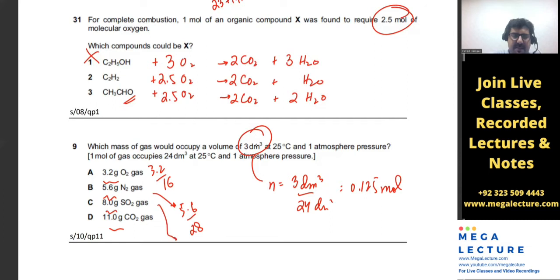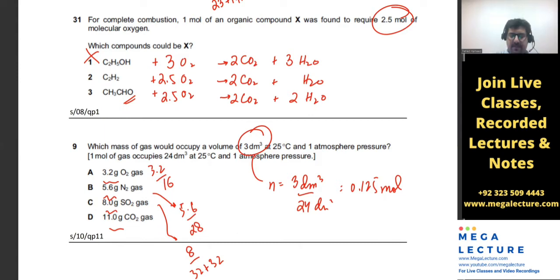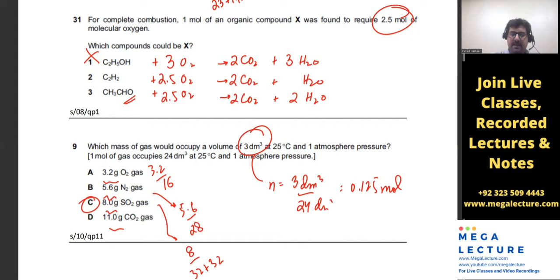SO2 is 8 grams divided by the MR, which is 32 plus 32, that's 64, right? How many moles is this? 0.125. So you get 0.125. So that's the correct option, right? It's going to be C, right? Is that clear? Yes. Fair. The next one is. Just hold on 1 second.